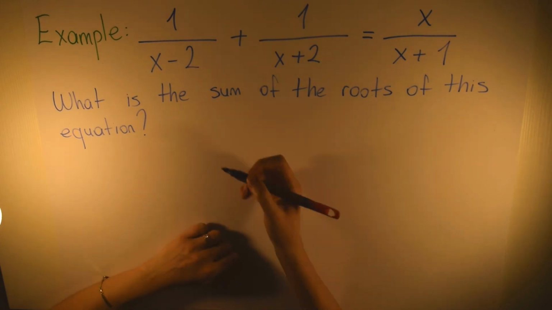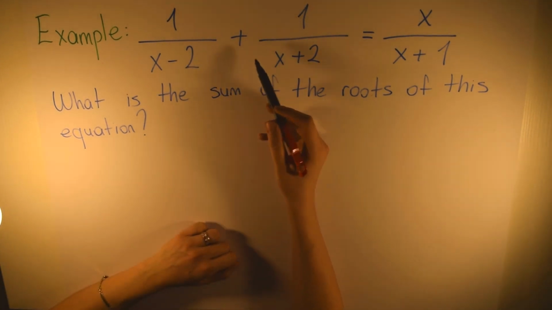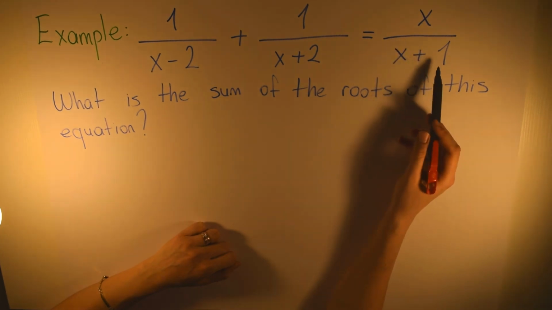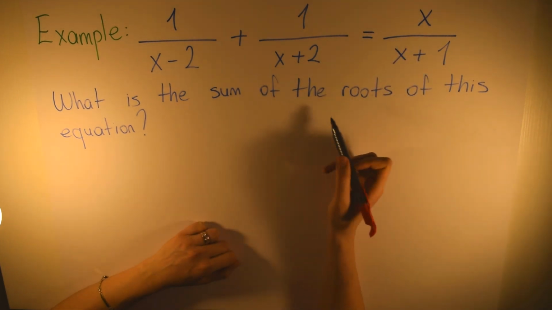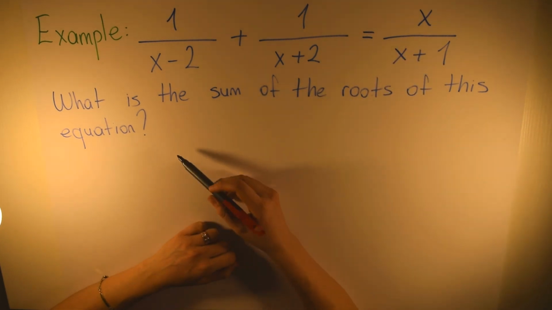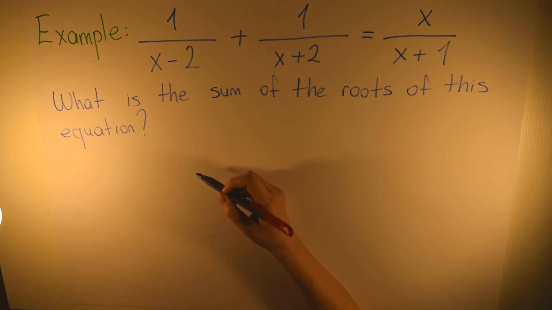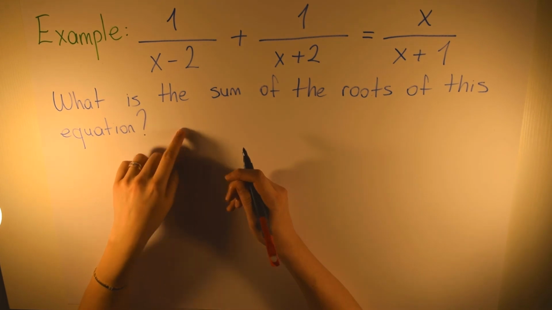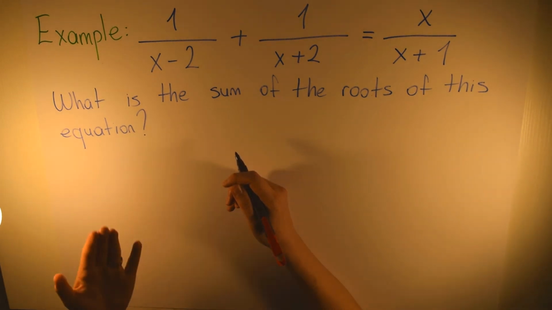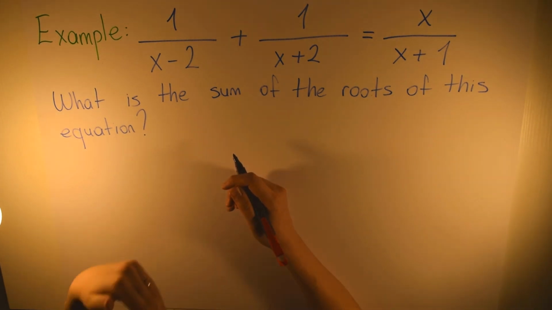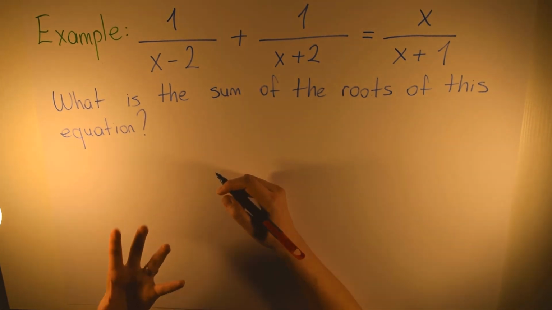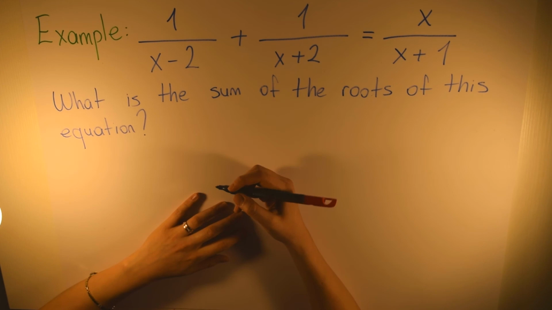Here we have 1 over x minus 2 plus 1 over x plus 2 is equal to x over x plus 1. What is the sum of the roots of this equation? In order to find the sum of the roots, first we will do our basic operations to get our equation equal to 0, right? We have to get our quadratic equation first. So how do I do that?